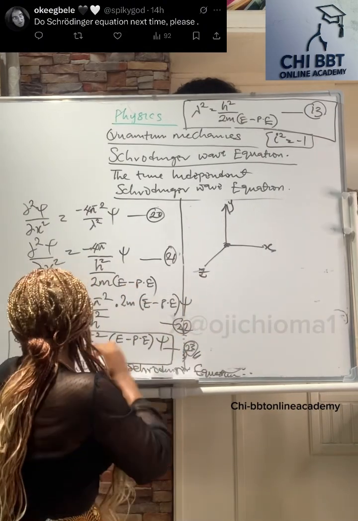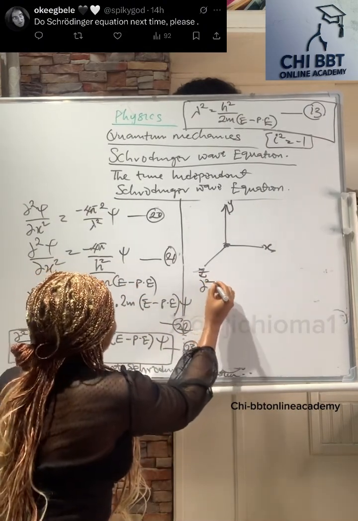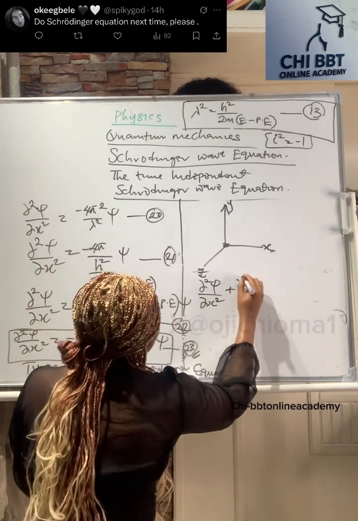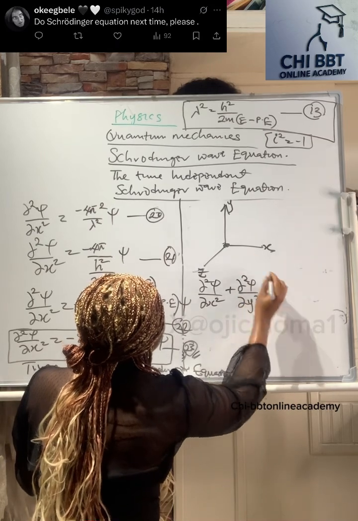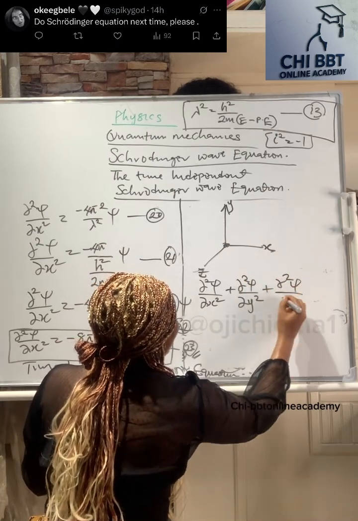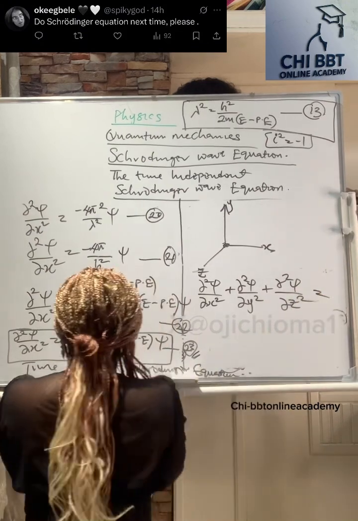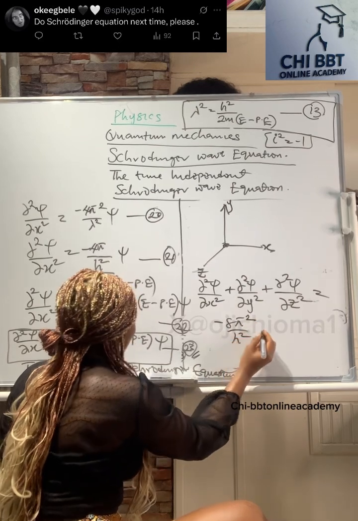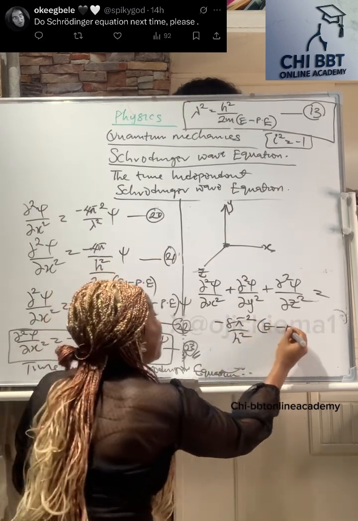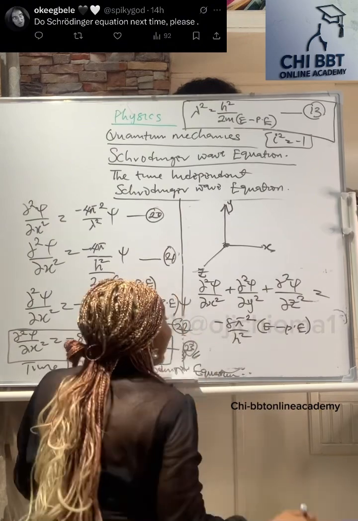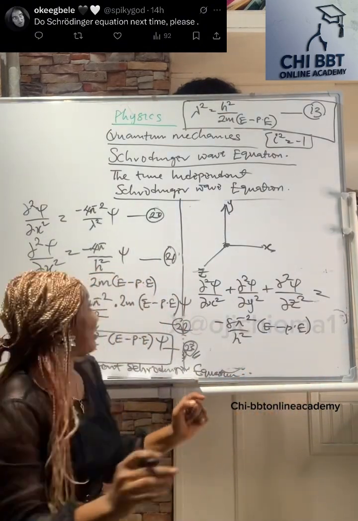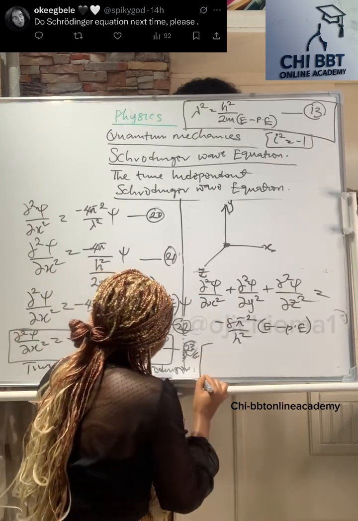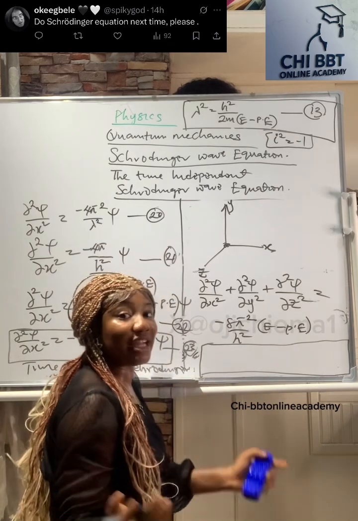We bring it as d squared phi over dx raised to the power 2, plus d squared phi over dy raised to the power 2, plus d squared phi over dz raised to the power 2, equal to, whatever we have on the left hand side, 8 pi raised to the power 2 over lambda squared, bracket E minus PE. So now let us finish everything. I'm going to write it a little bit in quanta to equate everything, because energy is quantized.